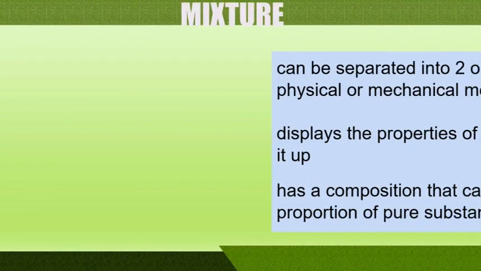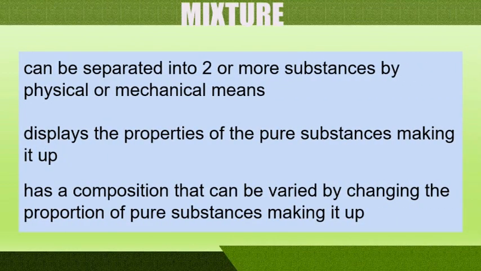Another category of matter is mixture. Mixture can be separated into two or more substances by physical or mechanical means. It displays the properties of the pure substances making it up. It has a composition that can be varied by changing the proportion of pure substances making it up. We can still identify the properties of pure substances even if we mix them together.